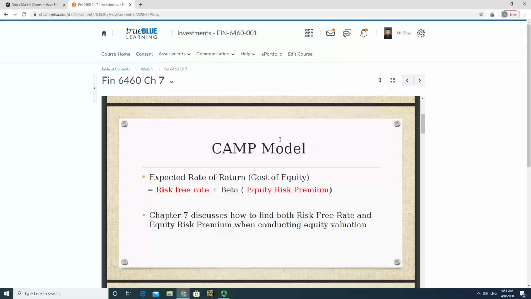As you know, the fundamental theory of finance is based on the CAPM model, the capital asset pricing model, and this model reveals a very basic relationship between risk and return. The expected rate of return of any stock or any financial asset equals the risk-free rate plus beta times the active risk premium. And in this chapter, we are going to address details of this risk-free rate and active risk premium.